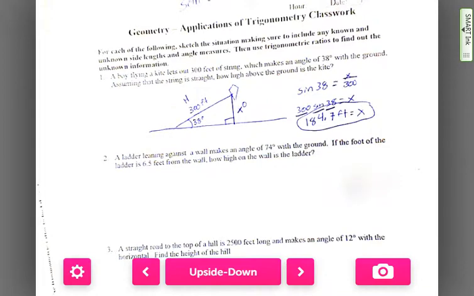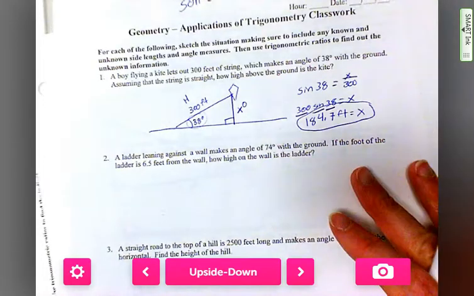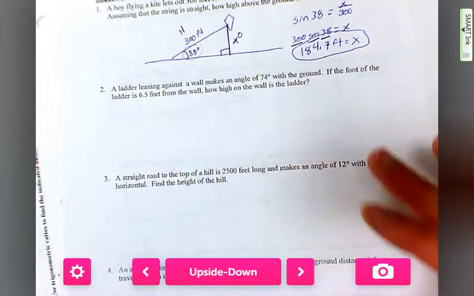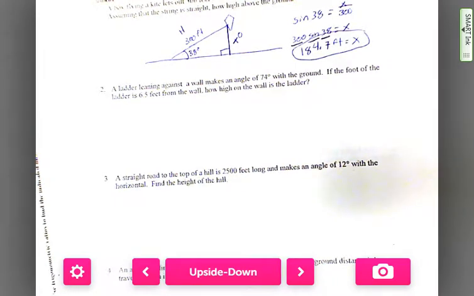Yeah? Okay. Number 2, I'm going to draw the picture, and then I want you guys to solve on your own. And then we'll check to see if you got the right answers, okay? A ladder leaning against the wall makes an angle of 74 degrees with the ground. If the foot of the ladder is 6.5 feet from the wall, how high on the wall is the ladder?